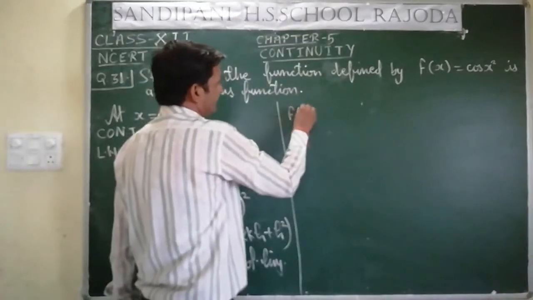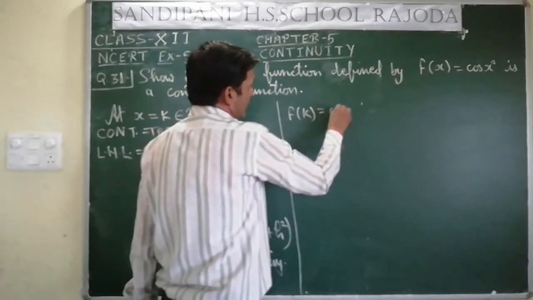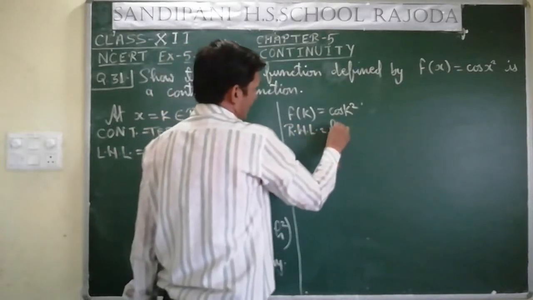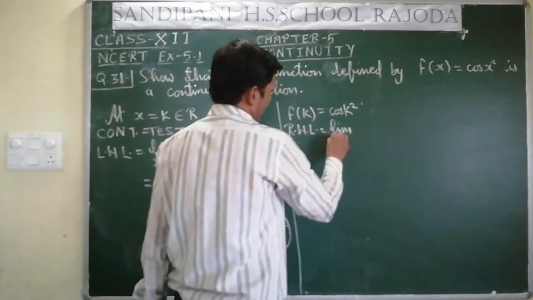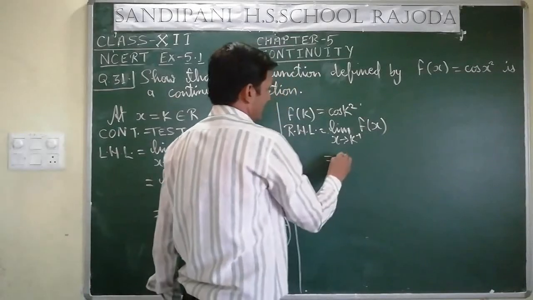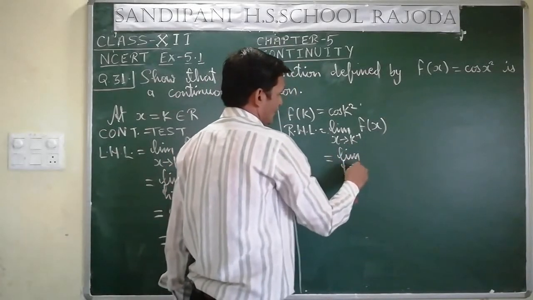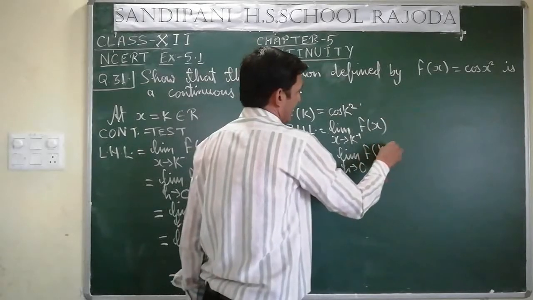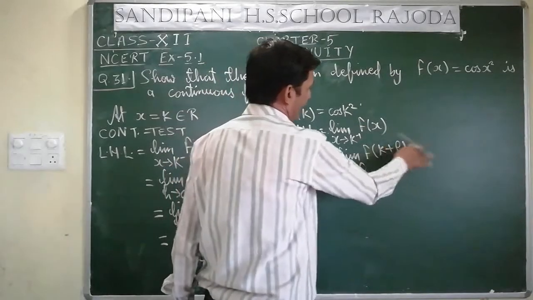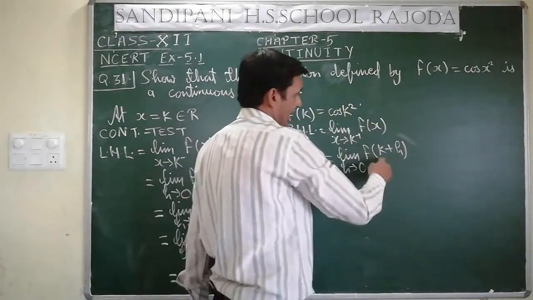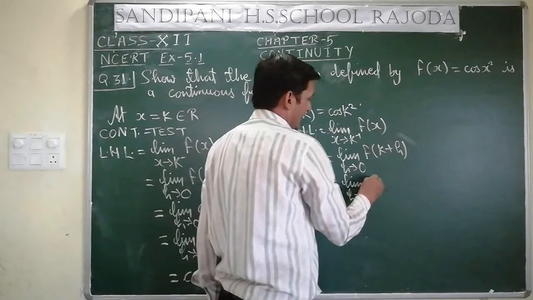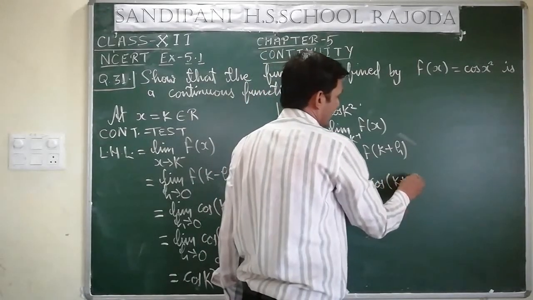Now f of k, that will be cos k square only. Now RHL, that is equal to limit x tends to k plus f of x, that is equal to limit h tends to 0 f of k plus h whole square is equal to, sorry, f of k plus h means you may write cos k plus h whole square. So limit h tends to 0, it will become cos k plus h whole square.